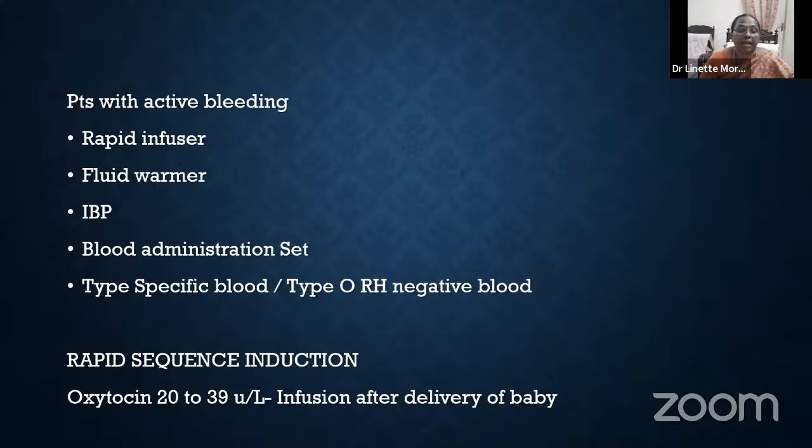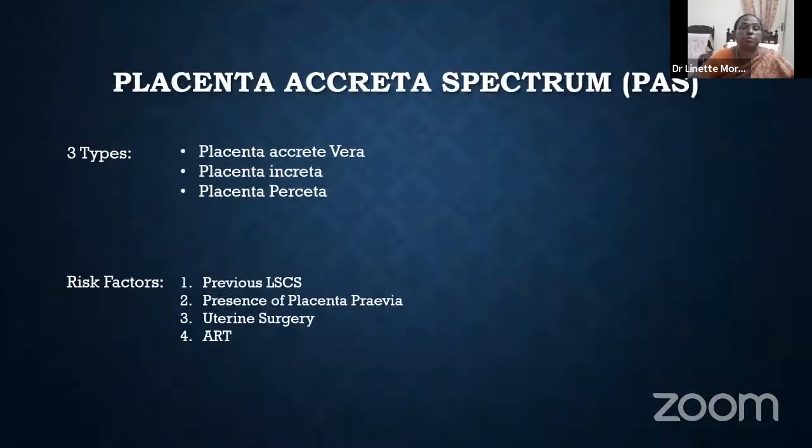As in the case of an abruption, a rapid sequence induction may have to be followed with special emphasis on hemodynamic monitoring. Soon after delivery of the baby, oxytocin in a dose of 20 to 40 units may have to be given as an infusion to control the hemorrhage.